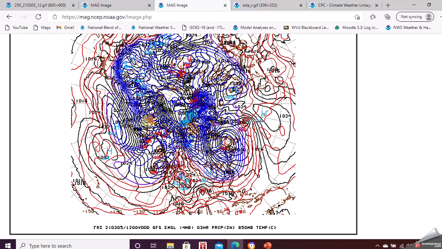But look at all the lows. There's one right here, another one over here. All these lows around the north, very close to 50 to 60 degrees north. High pressure is around 30 degrees north.